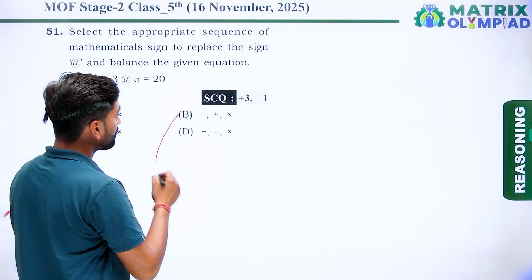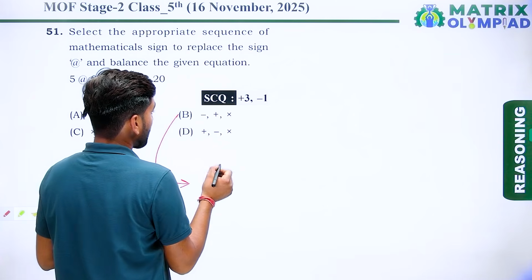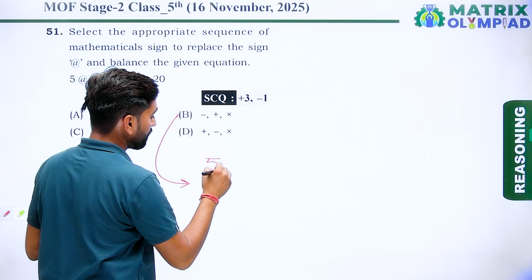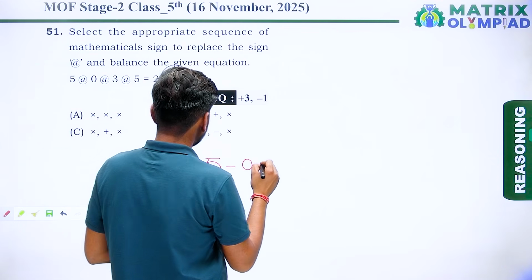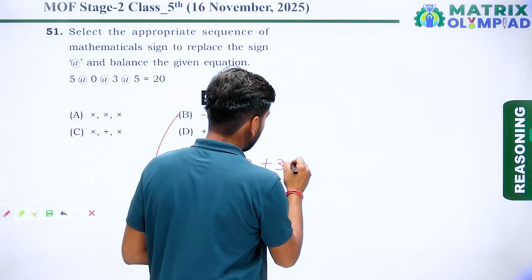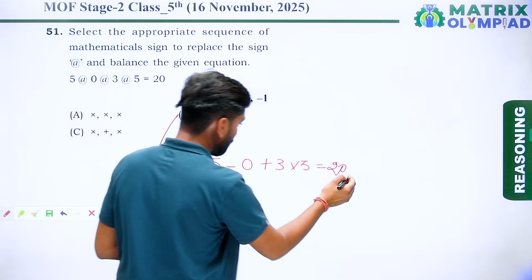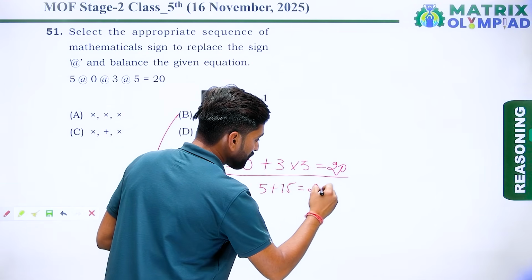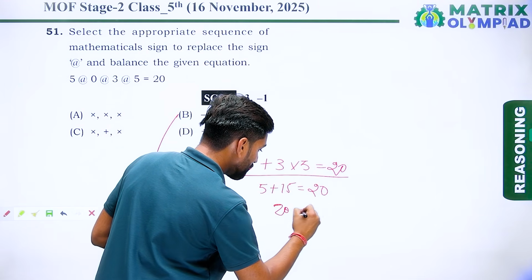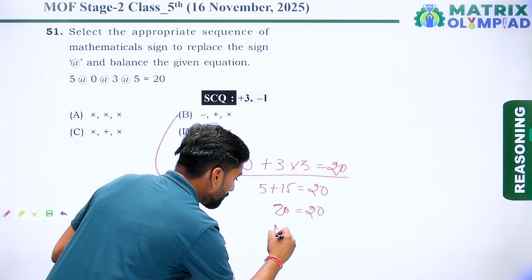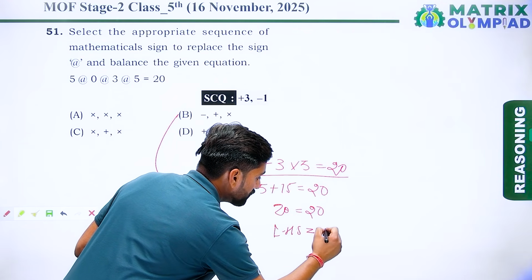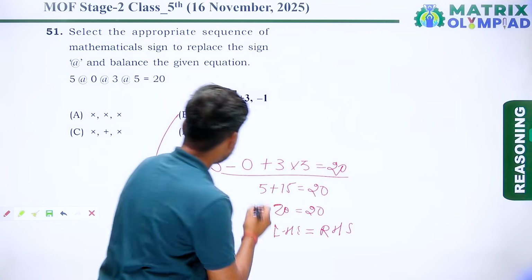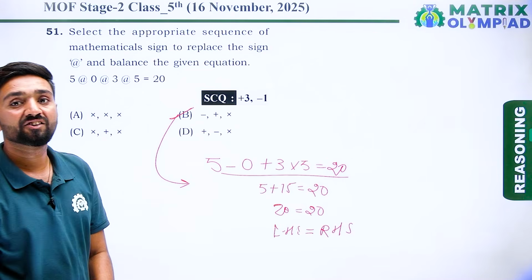In option number B we have to put subtraction, addition and multiplication. So in this way, we get 5 minus 0 plus 3 multiplied by 5 equals 20. By solving this, we get 5 plus 15 equals 20, and 20 equals 20. So by option number B, our LHS is equal to the RHS. So option number B is the right answer of this question. Now let's move to the next question.